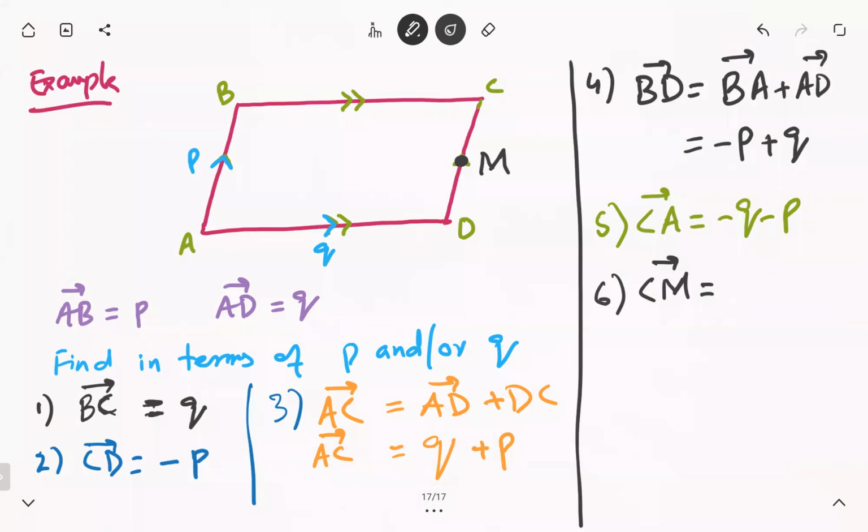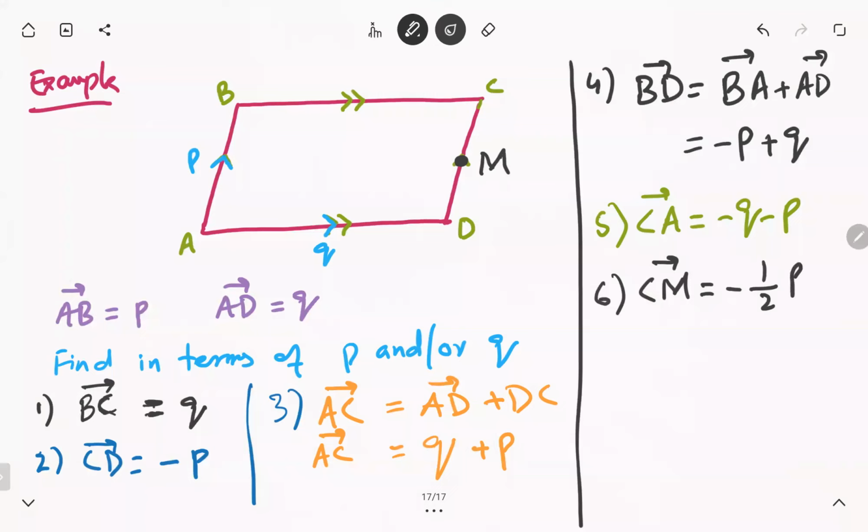Sir, is that minus P by 2? Minus P by 2. See, if you go from C to D it will be negative P. But you don't have to come from C to D, you have to go half way from C to M. So now simply it's half of P. But because you are moving against the direction of P, it will be minus half P, or you can say minus P by 2.